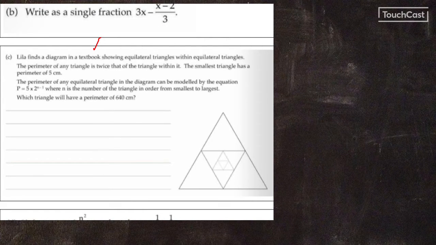Well, the story begins with Leila finding a diagram in a textbook showing an equilateral triangle. That's important. Now, what is an equilateral triangle? All sides are equal. So, that is important.